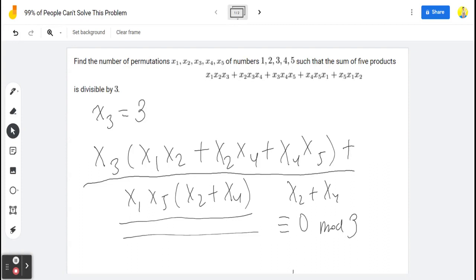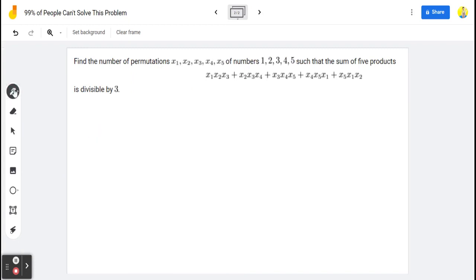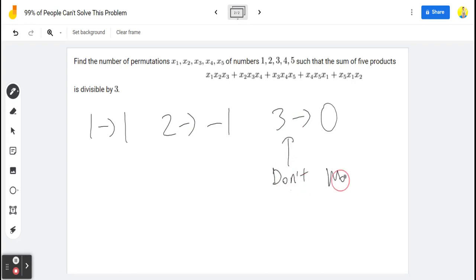To find the number of ways that x2 plus x4 can be 0 mod 3, we need to first convert 1, 2, 3, 4, and 5 all into mod 3s. So 1 is 1 mod 3, 2 is negative 1 mod 3, 3 is 0 mod 3, but we don't need to worry about 3 since 3 is already used. And 4 is 1 mod 3, and 5 is negative 1 mod 3.